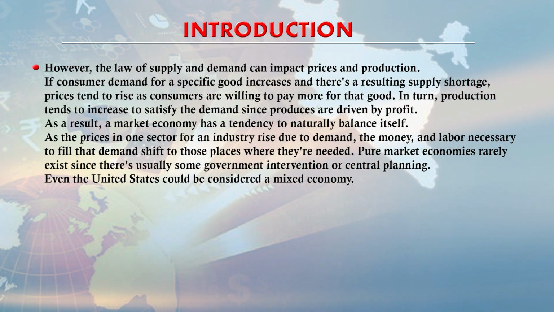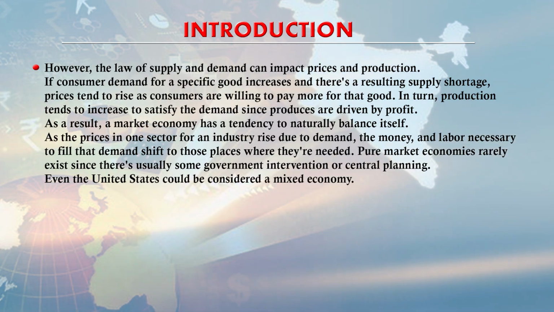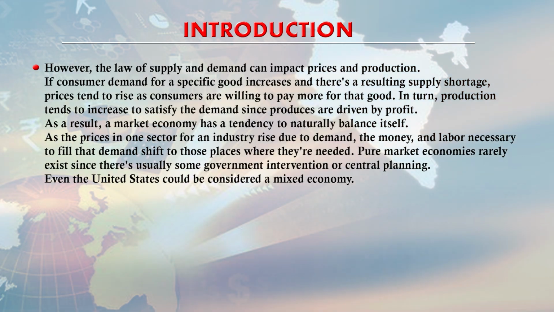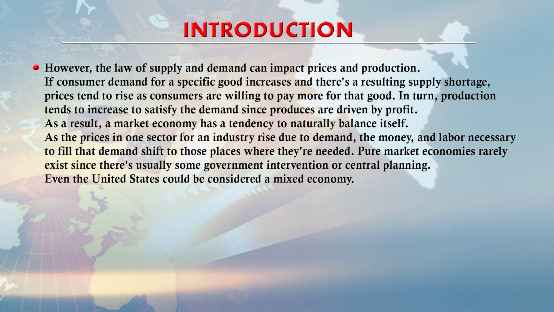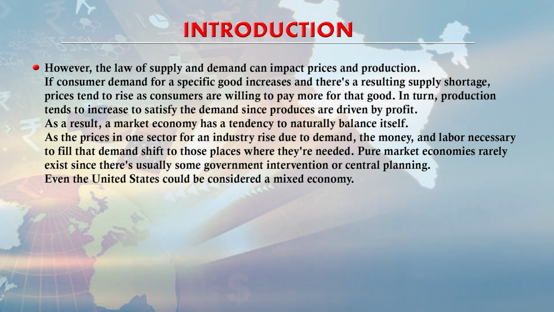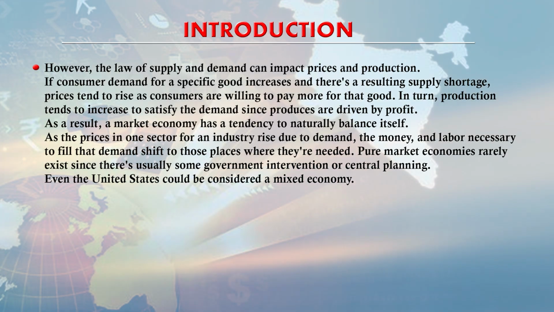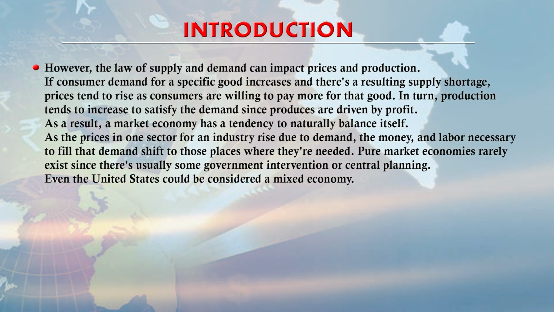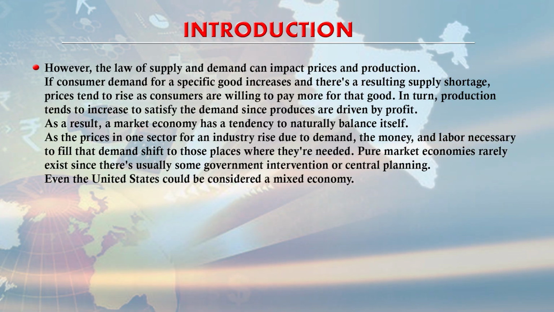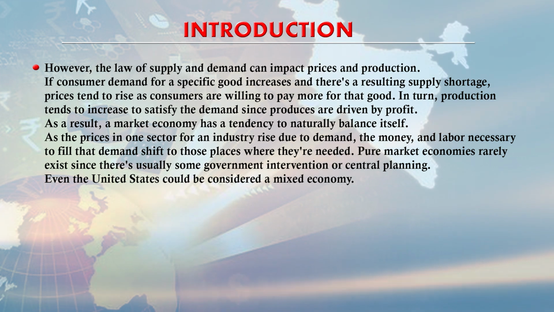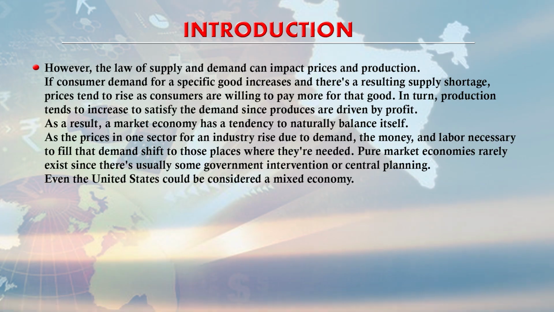However, the law of supply and demand can impact prices and production. If consumer demand for a specific good increases and there is a resulting supply shortage, prices tend to rise as consumers are willing to pay more for that good. In turn, production tends to increase to satisfy the demand since producers are driven by profit. As a result, a market economy has a tendency to naturally balance itself.